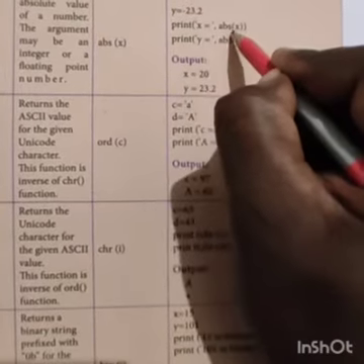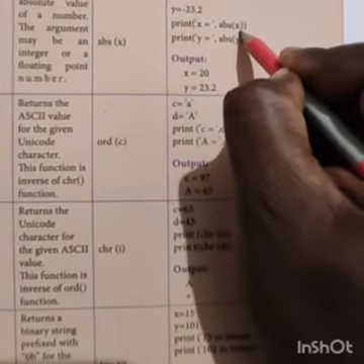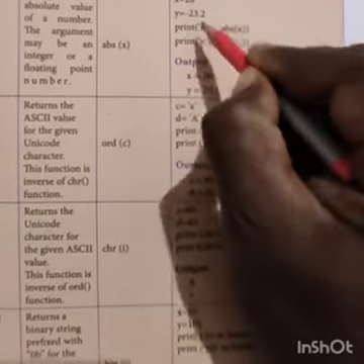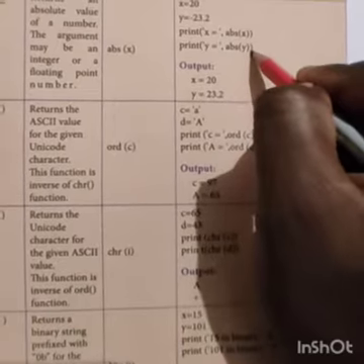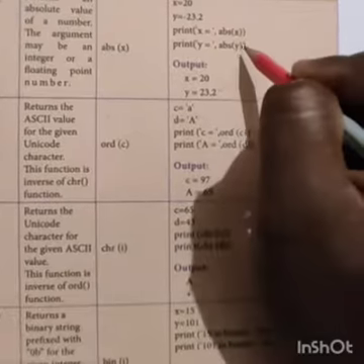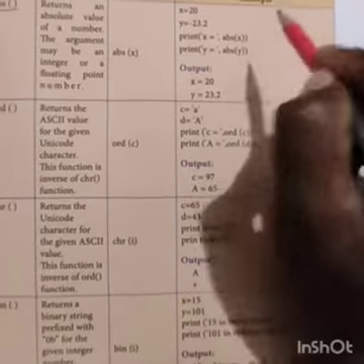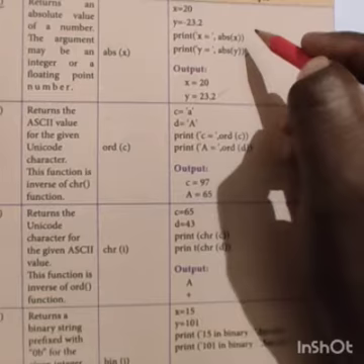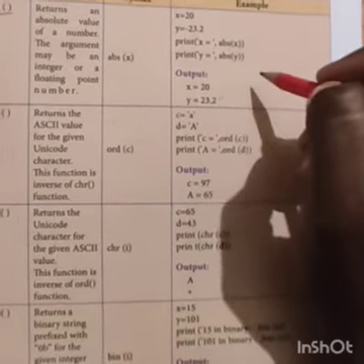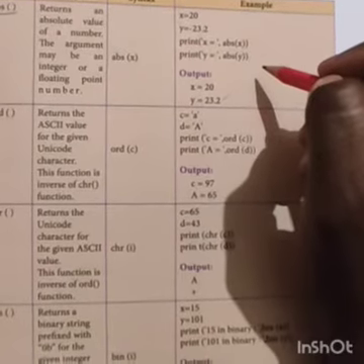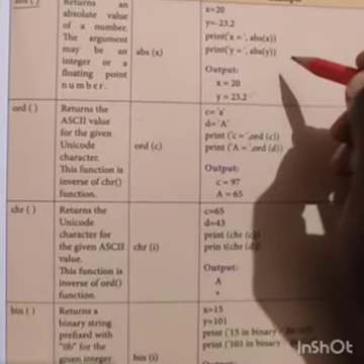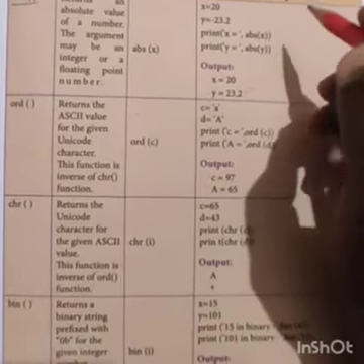Print x is equal to ABS function inside x, and ABS function inside y. What is the x value? 20 is printed. Then what is the y value? Minus 23.2 goes in, and the absolute value comes out. If you use ABS, it returns the positive number. That is how the ABS function works.